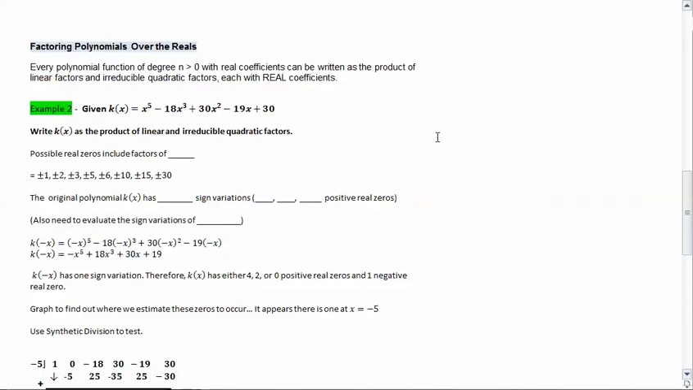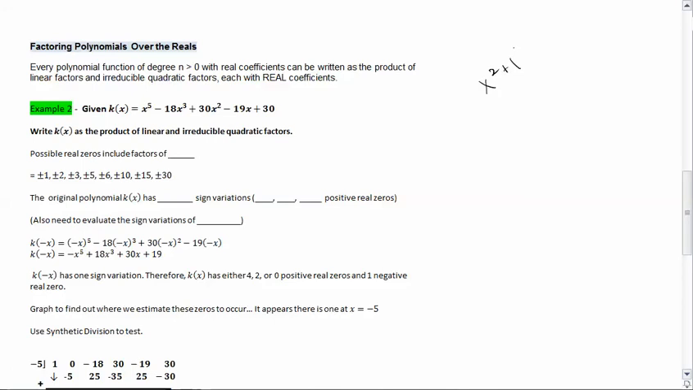Every polynomial function of degree n greater than 0, so we're dealing with x squared or x cubed, we're not dealing with x to the negative 1. So every polynomial function of degree n greater than 0, and that has to be your highest degree, with real coefficients can be written as the product of linear factors and irreducible quadratic factors, each with real coefficients. What is an irreducible quadratic factor? An irreducible quadratic factor is something like x squared plus 1. That's a quadratic equation, but that is the simplest form. That is the most reduced form. So that is an irreducible quadratic factor.